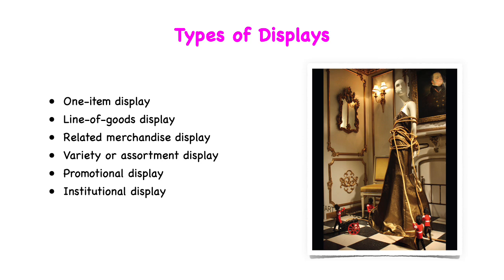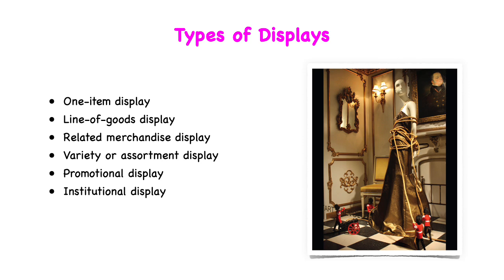Types of displays. We have our one-item display, line of goods display, related merchandise display, variety or assortment display, promotional display, and institutional display. The first four types of displays are the major types of displays that are utilized. By displaying a single item, a one-item display can emphasize exclusivity, simplicity, or a minimalist style.